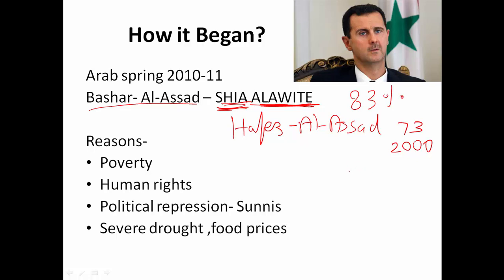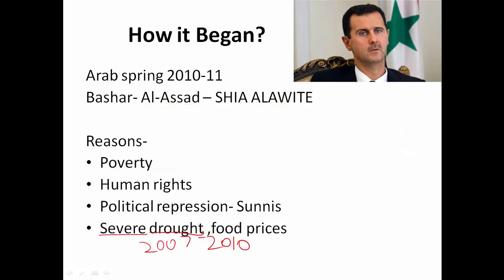So this Shia minority government has been abusing the human rights of many Sunni people who have been protesting against the government, and there is also vast political repression. There was huge political repression during both Hafiz al-Assad's time and Bashar al-Assad's time, and this is the reason that there was some anger already against the government. Then there is the case of human rights abuses, widespread poverty in Syria, and from 2007 to 2010 there was a severe drought. Due to this drought, food prices shot up, there was widespread hunger, and the cost of living went up.